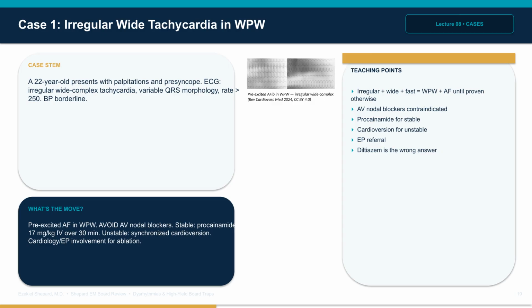Avoid AV nodal blockers. Stable patients get procainamide 17 mg per kilogram intravenous over 30 minutes. Unstable patients get synchronized cardioversion. EP referral is mandatory after stabilization. The board trap, reflex Cardizem, which can precipitate ventricular fibrillation.